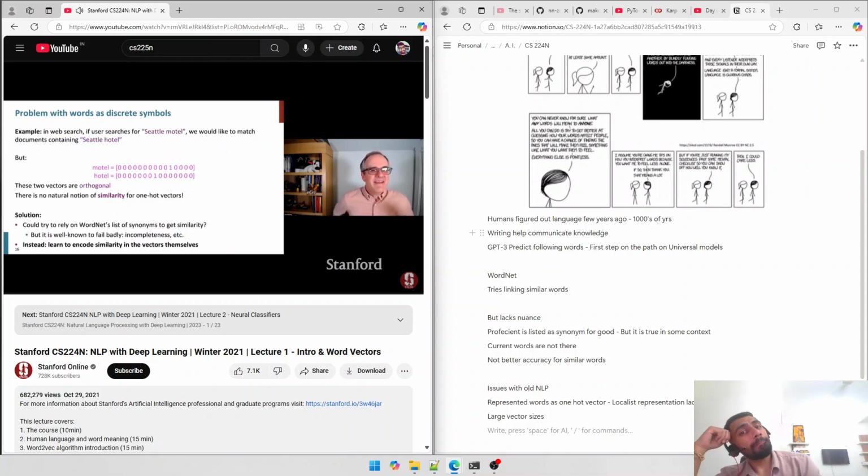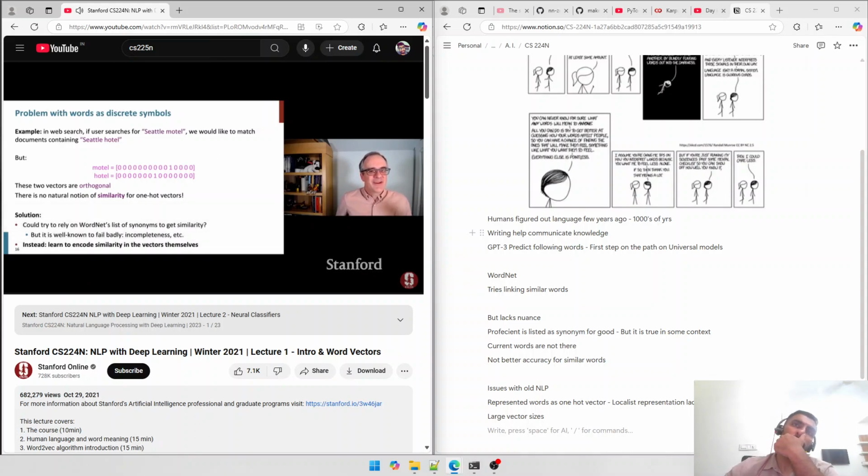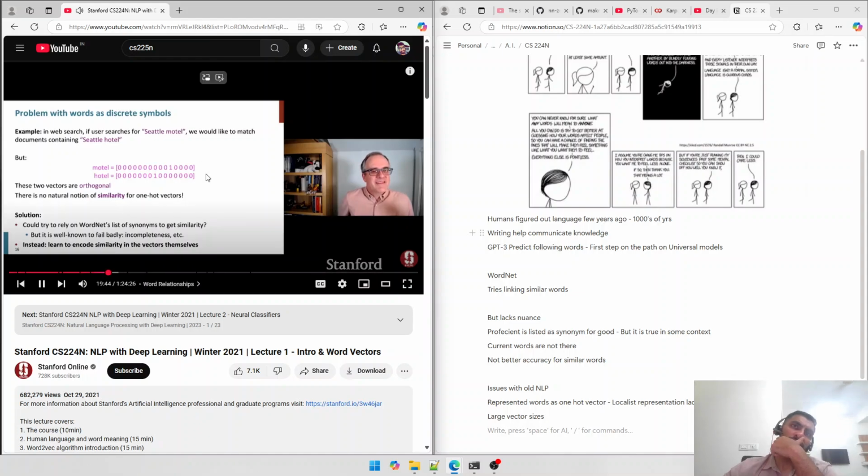Okay, but the even bigger problem with the discrete symbols is that we don't have this notion of word relationships and similarity. So for example, in web search, if the user searches for Seattle Motel, we'd also like to match on documents containing Seattle Hotel. But our problem is we've got these one-hot vectors for the different words. And so in a formal mathematical sense, these two vectors are orthogonal, that there's no natural notion of similarity between them whatsoever.